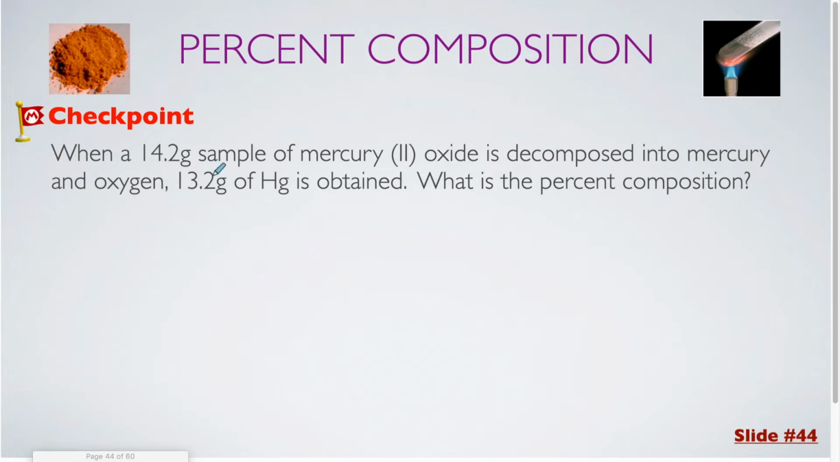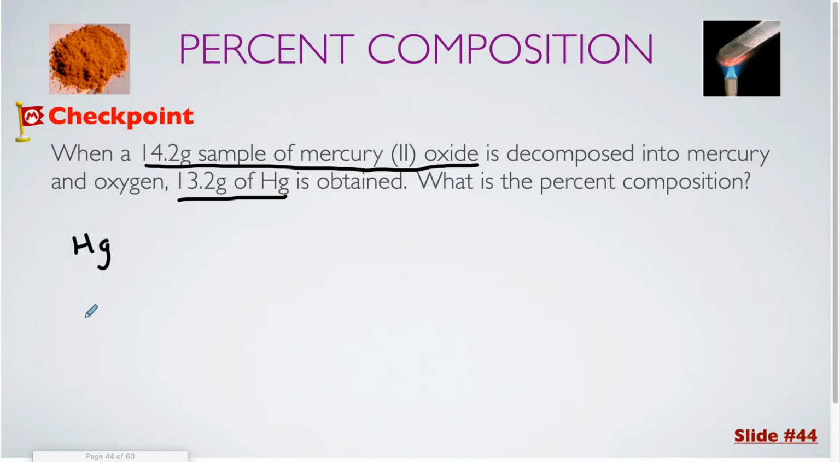In our next example, it's very similar. We are given the mass for the entire sample. So it's our mercury 2 oxide. And then we have a mass of mercury. Again, they don't give us the mass of one of the two elements. So anytime they give you a situation like that, you can simply subtract to find the missing piece.